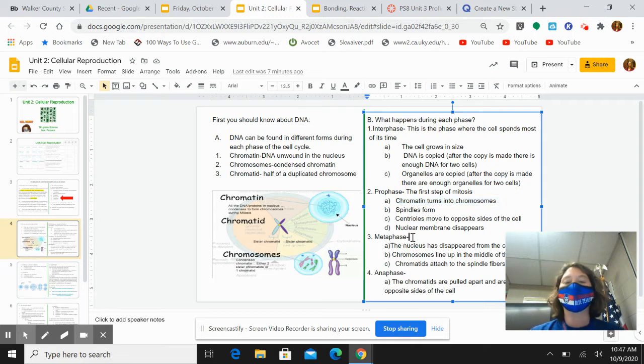Metaphase. After the word metaphase, type middle. Meta means middle. So metaphase. The nucleus has completely disappeared from the cell. Highlight letter B. The chromosomes line up in the middle of the cell. That is the biggest visual cue for metaphase. The chromosomes line up in the middle of the cell.